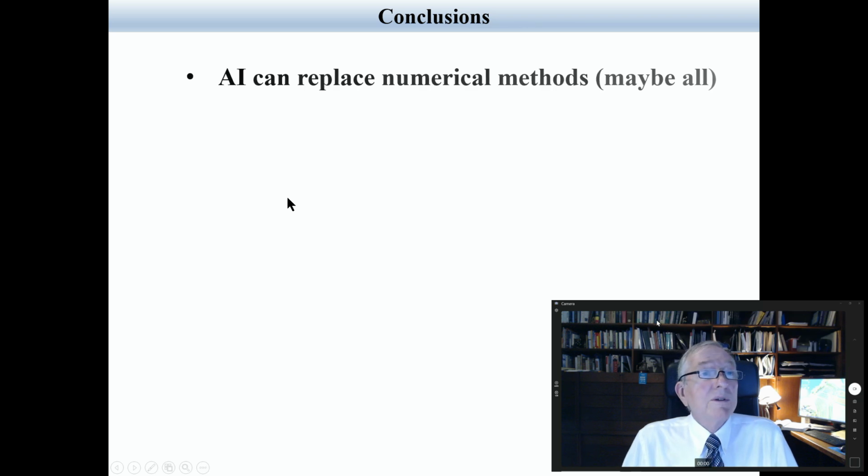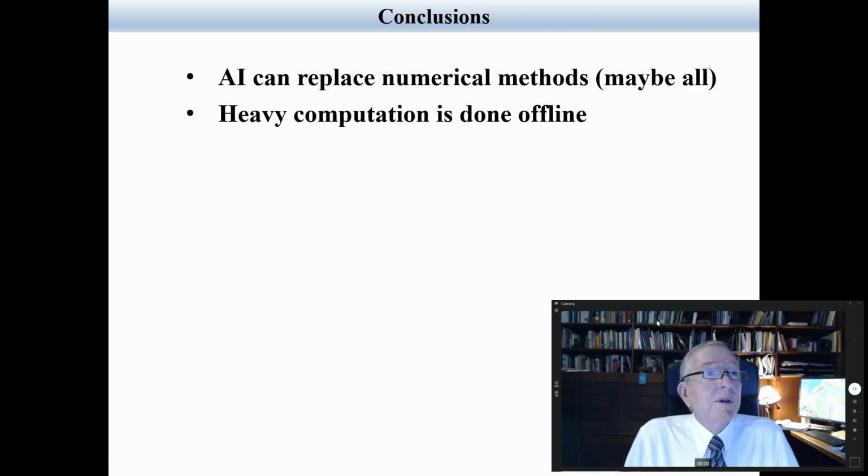So our conclusions are that we can replace a lot of numerical methods, maybe all of them, who knows. As time goes by, the heavy computation is done ahead of time in the training of the network. So you do this offline, and that takes time, but you only ever have to do that once until the end of the universe. Unless you need more accuracy or you want to make some change.